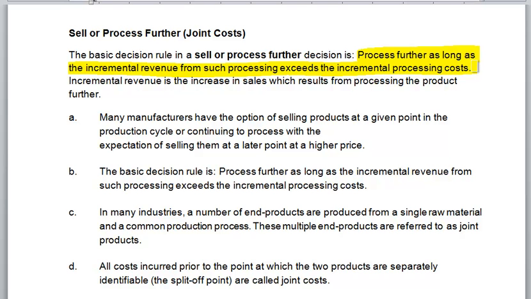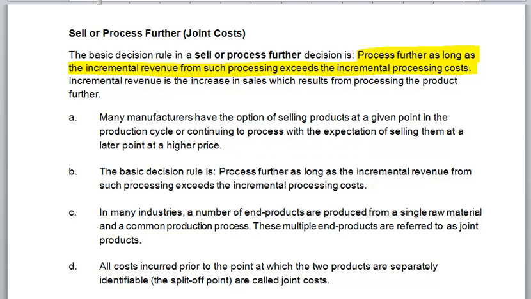A says many manufacturers have the option of selling the products at a given point in the production cycle or continue to process with the expectation of selling them at a later point at a higher price. B says the basic decision rule is process further as long as the incremental revenue from such processing exceeds incremental processing cost. That's really the nut right there.